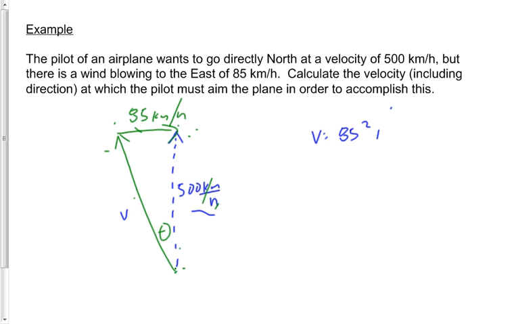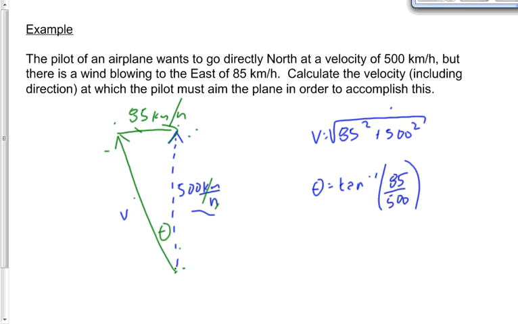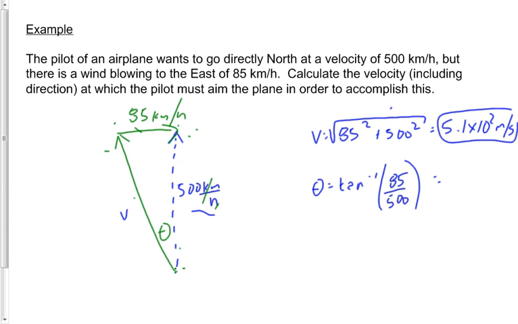85 squared plus 500 squared still gives me the hypotenuse. This side of the room is going to solve for that. And theta is the inverse tan function of 85 over 500, opposite over adjacent. This side of the room is going to solve for the angle there. 5.1 times 10 to the 2 is our speed, and then our angle is going to be 9.7 degrees.